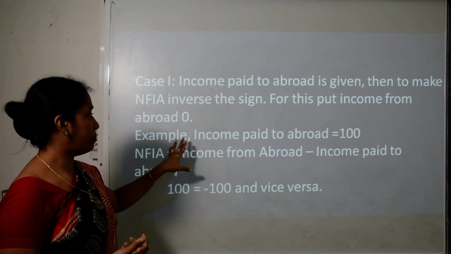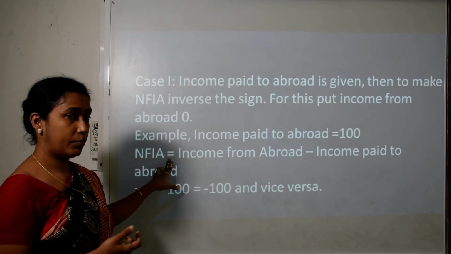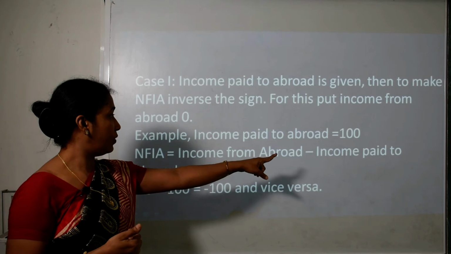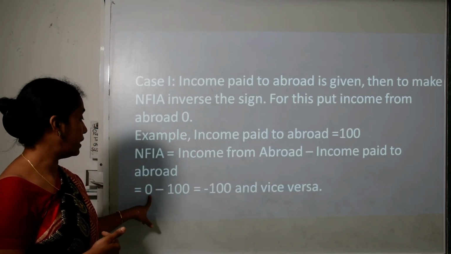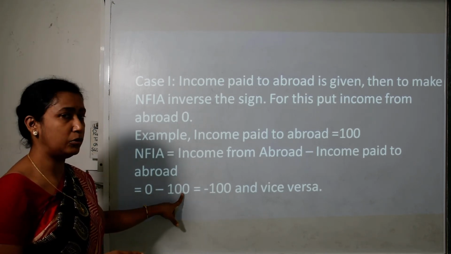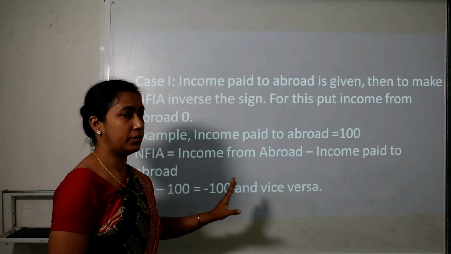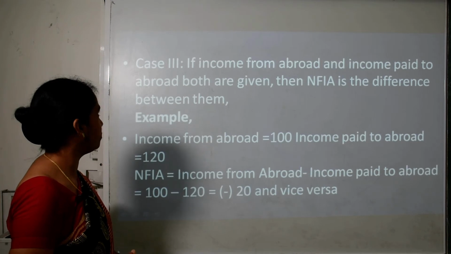Okay. So an example can be income paid to abroad is 100, and you want to calculate net factor income from abroad. So income from abroad, which is not given, is 0, whereas income paid to abroad, which is given, is 100. So we take income from abroad, which is not given, as 0, minus income paid to abroad, which is already given, that is 100. So we will get minus 100, and vice versa. That means accordingly you can calculate the national income.